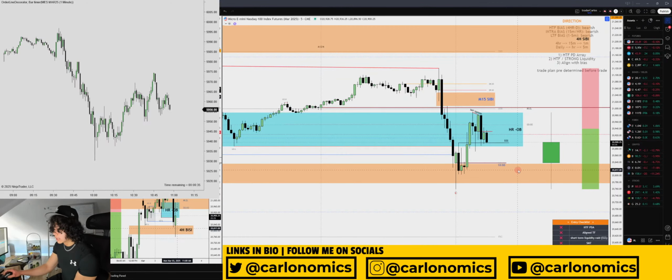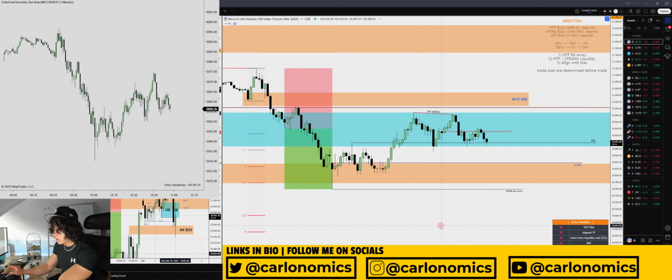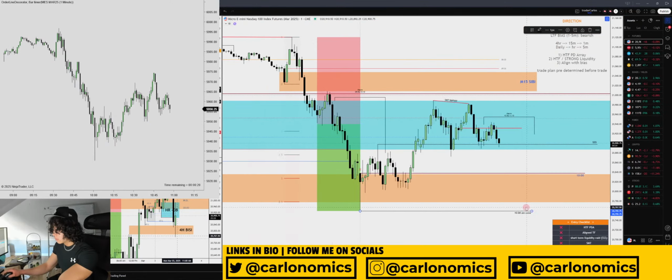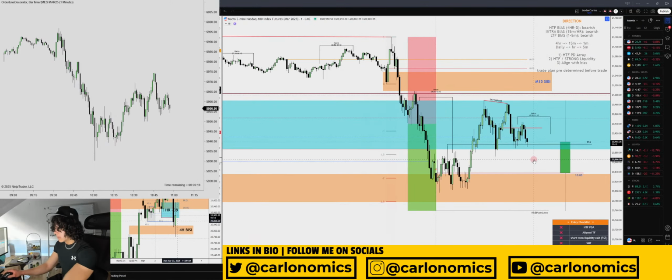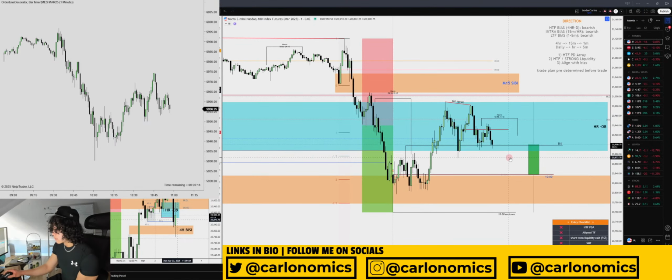I mean, the hourly candle is about to close in 3 minutes. So let's see what we do. And like I said, the 10 a.m. lows are my draw on liquidity. So if we do look like we want to respect the hourly OB, I could look for shorts. So we'll see.